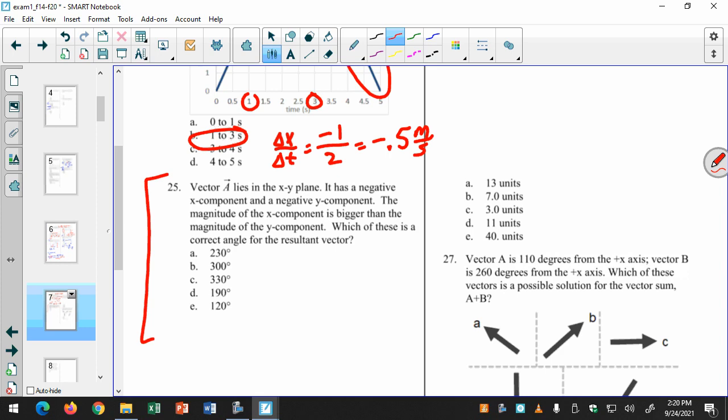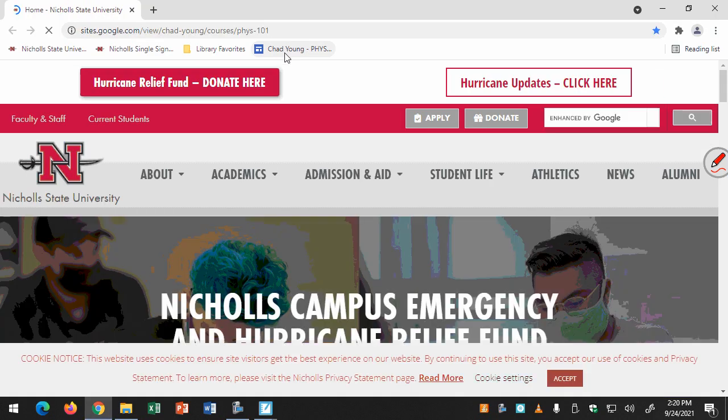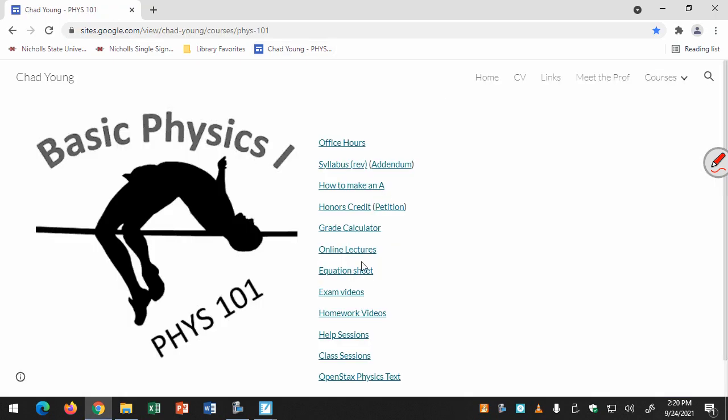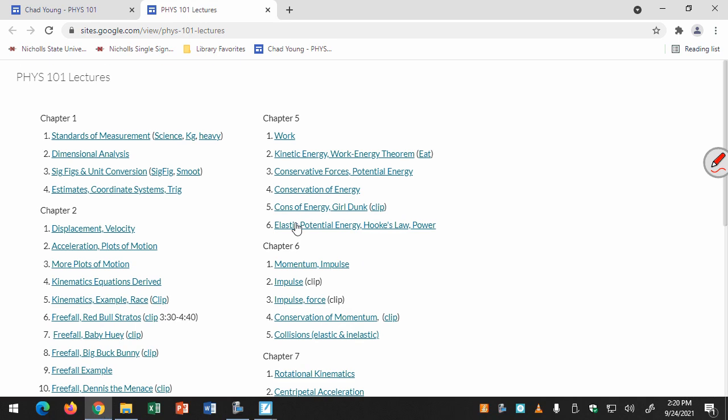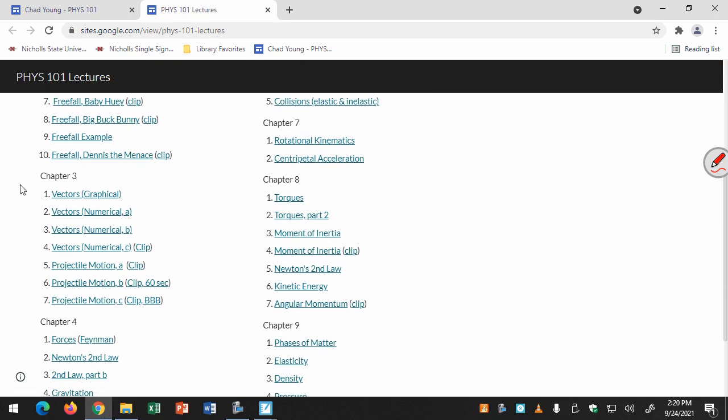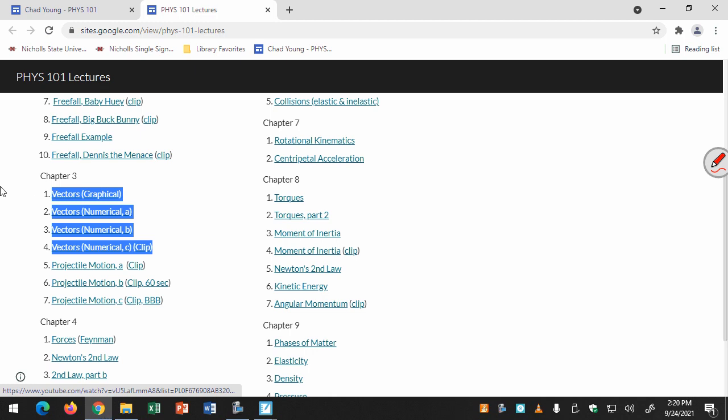And by the way, if you're looking at the online lectures, if you want to get ahead into chapter 3, you can look at these first 4 right here. Chapters 3, 1 through 4. Each of these, they're not that long, but we're going to do graphical addition of vectors and numerical addition of vectors.